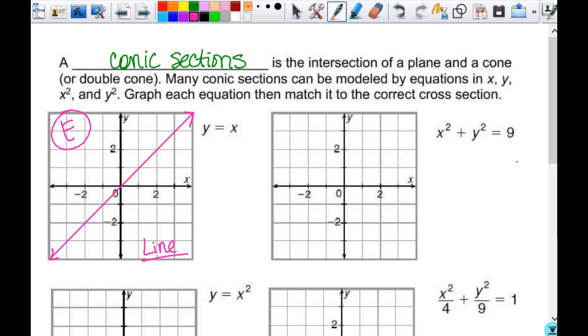Now look at this thing right here. This equation would graph me what? We learned them this year. You did not do anything with a y squared in Algebra 1.